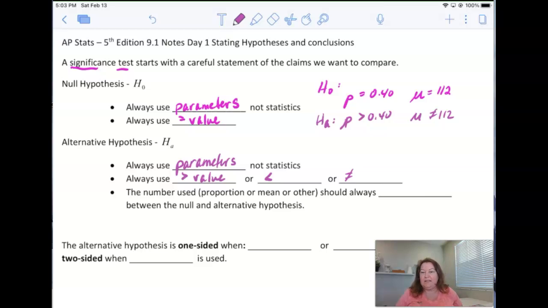And the last little point we have under the alternative hypothesis is that the number used, proportion or mean or other, should always match between the null and the alternative hypothesis. They should always be the exact same number.